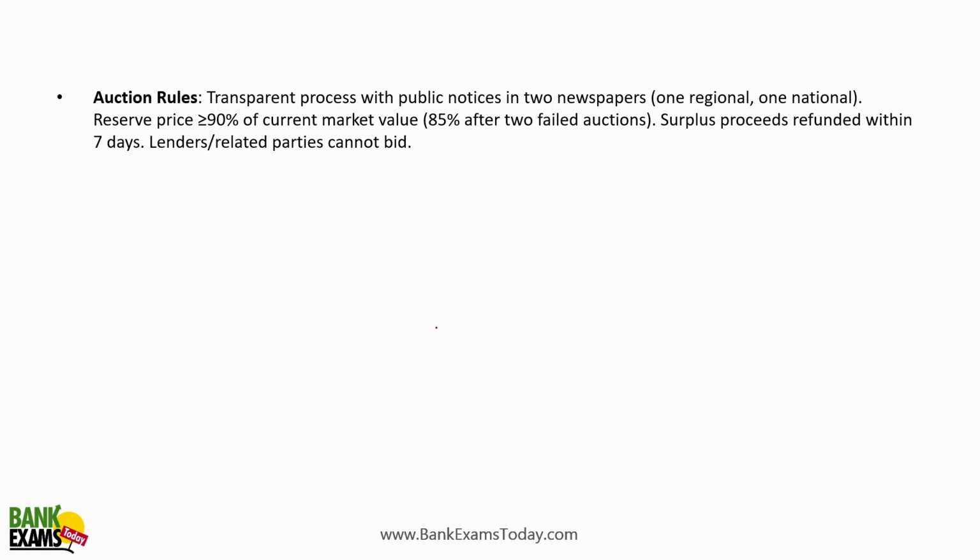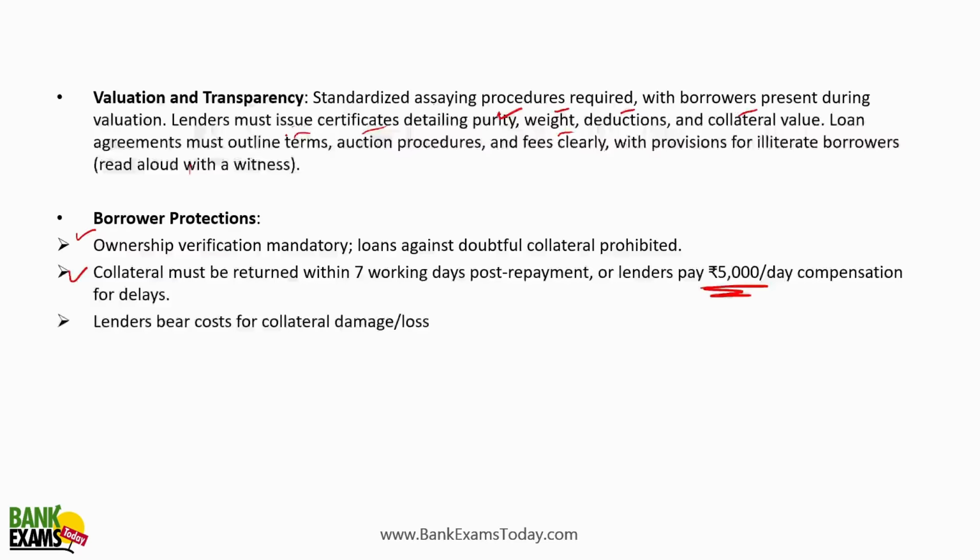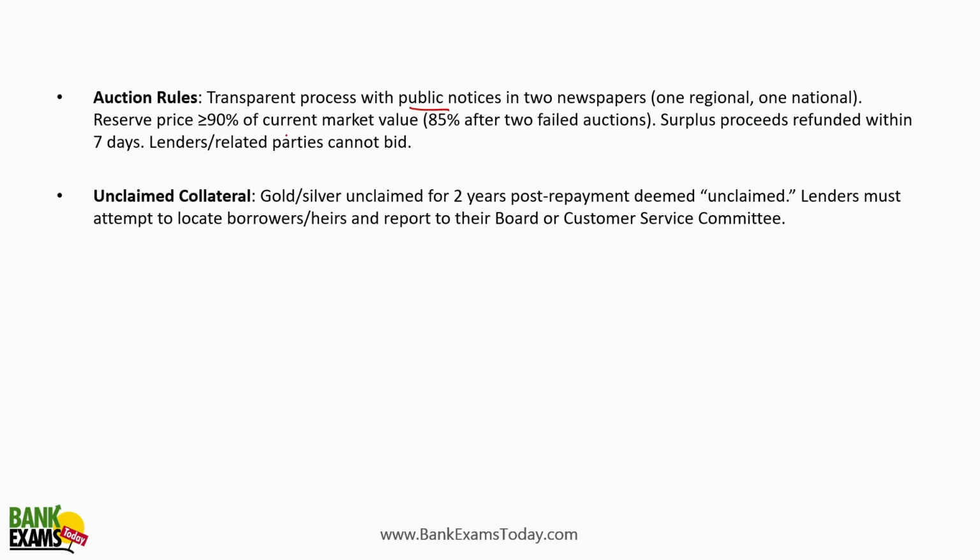The process should be transparent. Public notice should be given in two newspaper, one regional, one national. Reserve price should be at least 90% plus of market value. That should be the reserve value. In case of 2 unsuccessful auctions, 85% at least पे भी बेचा जा सकता है. Surplus proceeds must be refunded within 7 days. नहीं तो 5,000 रुपये पर डे का जो फाइन है जो लास्ट स्लाइड में बताया वो देना पड़ेगा.